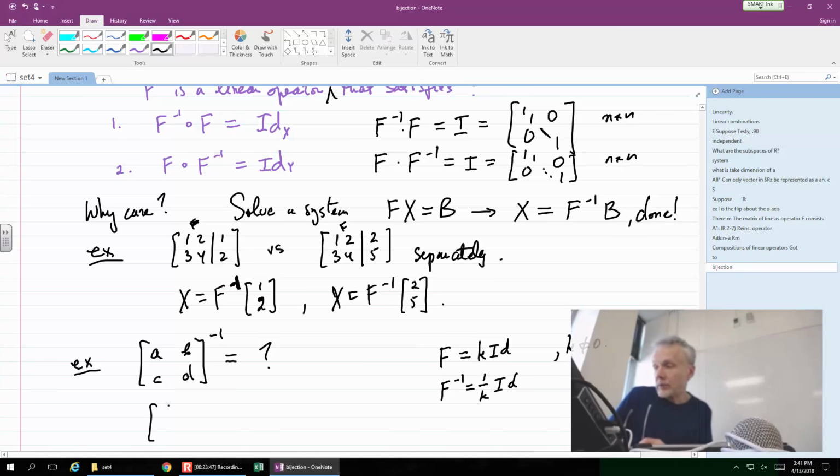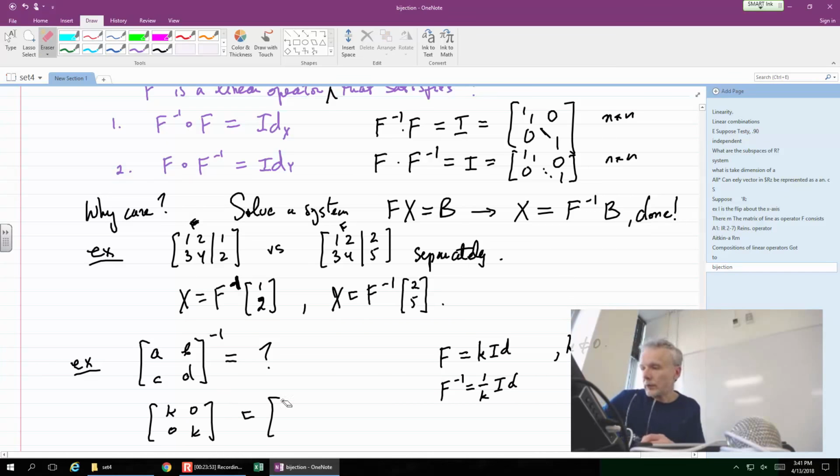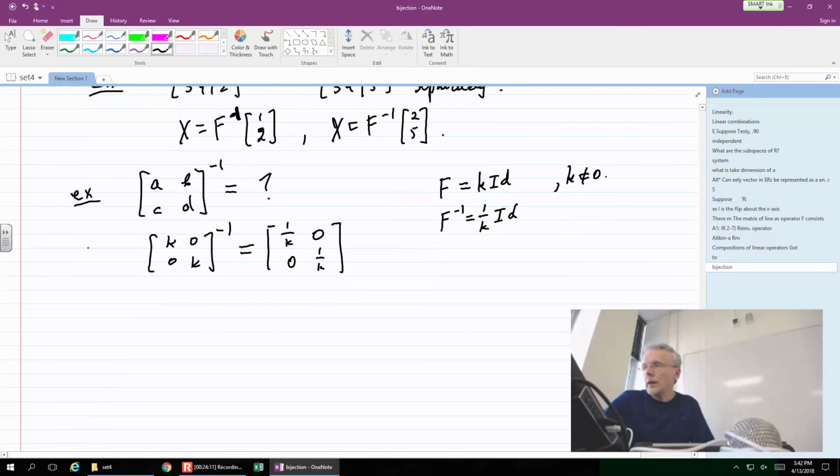So say k, k on the diagonal, 0, 0. The inverse is equal to 1 over k, 0, 0, 1 over k. Okay, so that is one example.